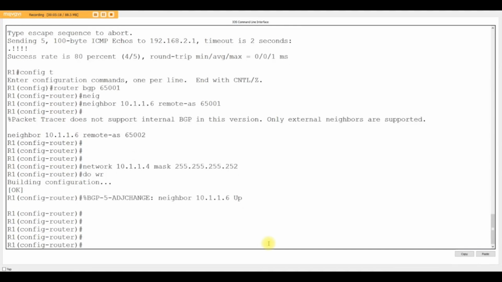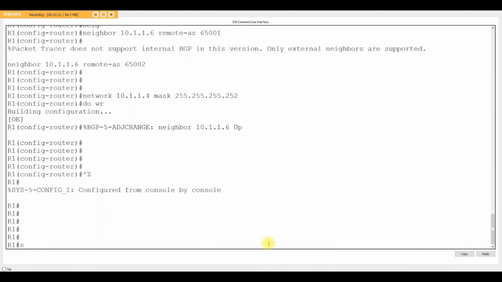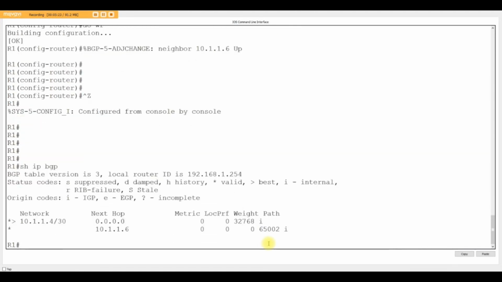All right, and if you go to the other router, it should show you the same thing. Show IP BGP. And there you go. Best path is the 10.1.1.4. Okay, so to get to that particular router. So that's it. That's all BGP is about.